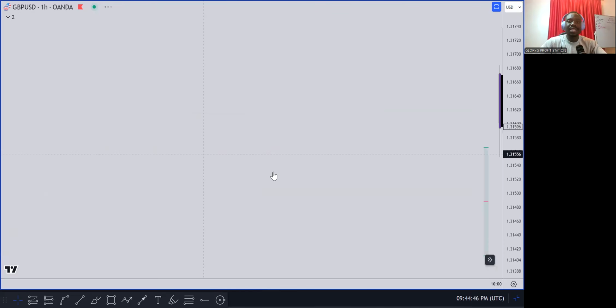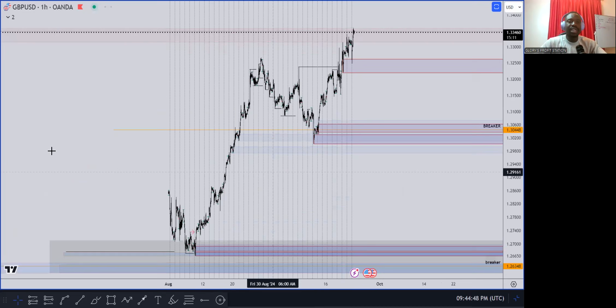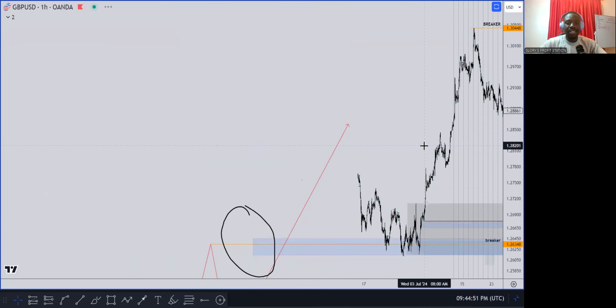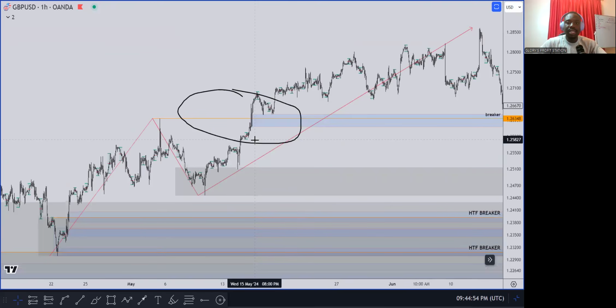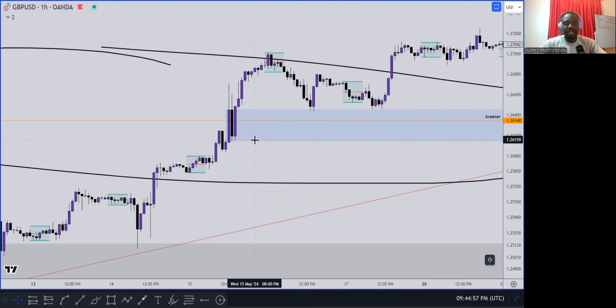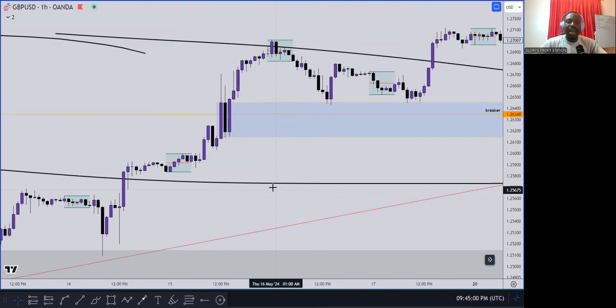Let's go to that same area once again. Let's see if we can find something on the 1-hour time frame. Can we find something on the 1-hour time frame? Maybe an order block or something? Yes. Okay, now what do we mean by internal structure?